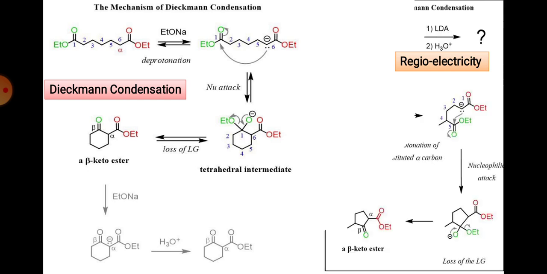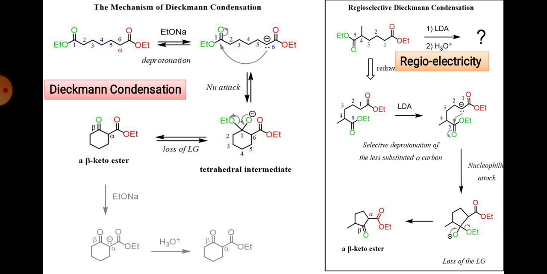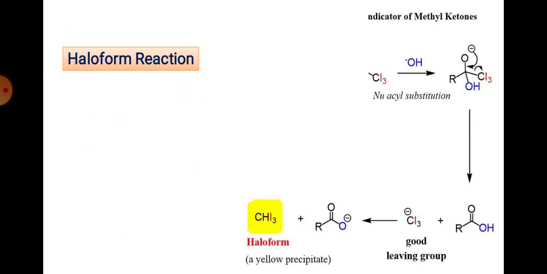So regioselectivity is involved in the ring formation. I already told you that: 5-membered rings are quite a bit more stable than 6, then 3, then 4, and so on. In this way you can mention the same example for the Dieckmann also. Then another example is the haloform reaction.